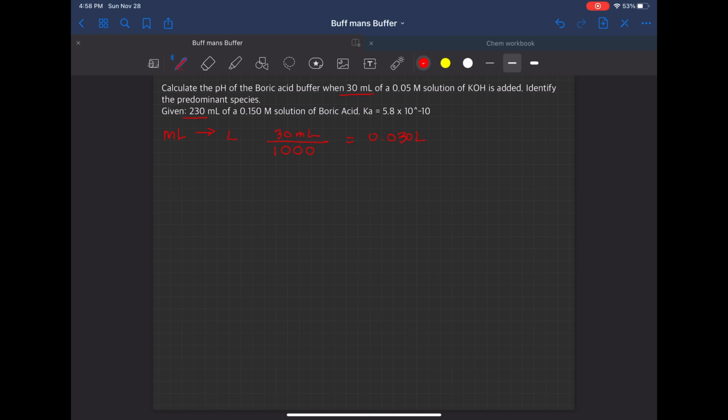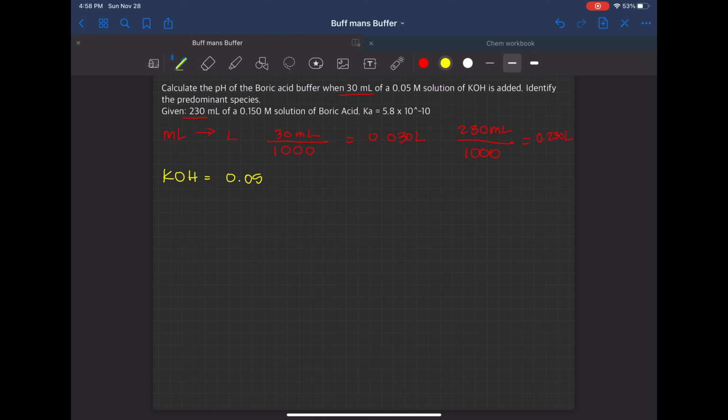There's the O somewhere. There we go. Don't forget your sig figs, guys. They're really important. Anyways, we're going to get 230 milliliters, and we're going to divide it by 1,000 in order to get the liter conversion, which is 0.230.